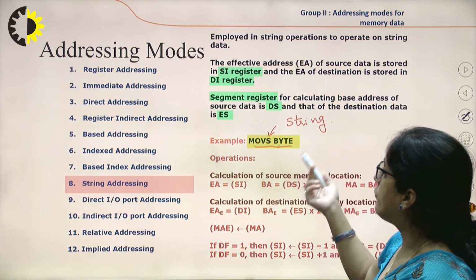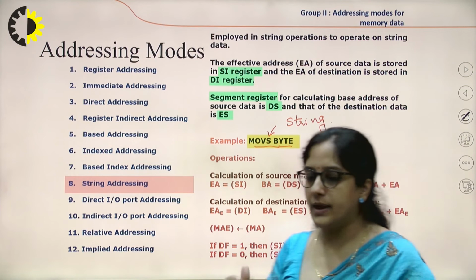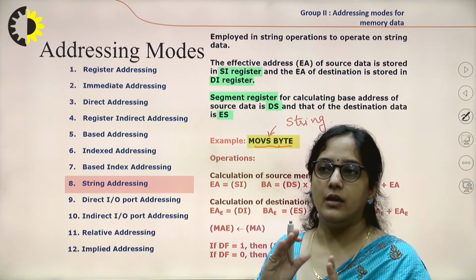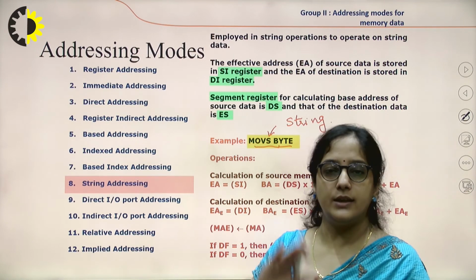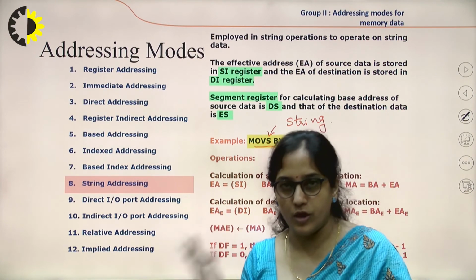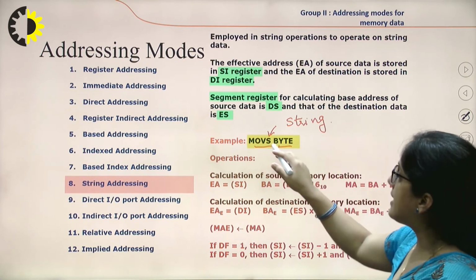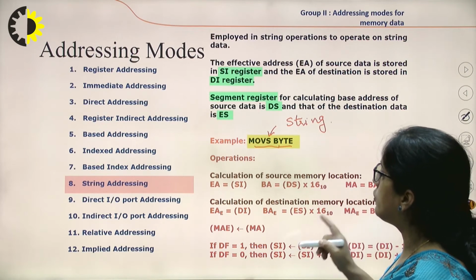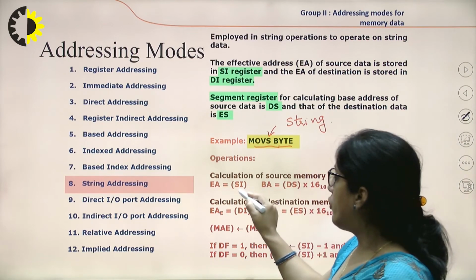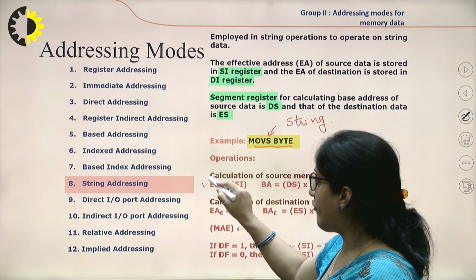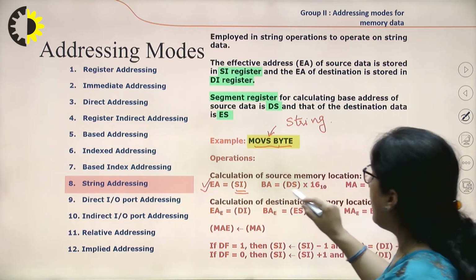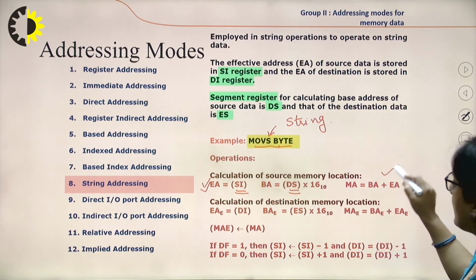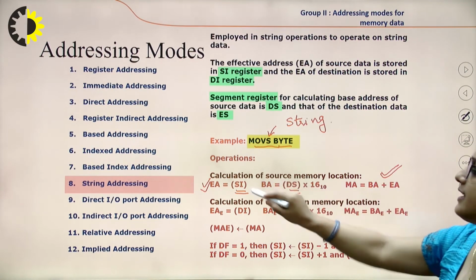Then byte or word: whether we are moving or copying 8-bit data from one location to another, or copying 16-bit data from one place to another. If 16-bit data, then we use word. Now here MOVS means string. So by default the microprocessor will know that whatever the value of SI is, it is considered as an effective address, and the base address will be taken from DS, and we will have a machine address from the combination of DS and SI.